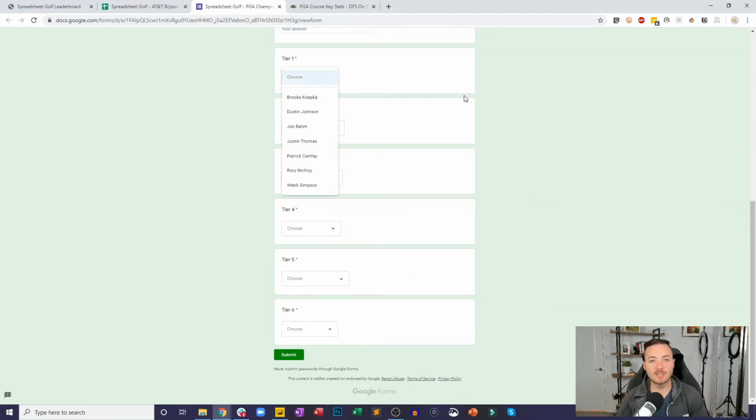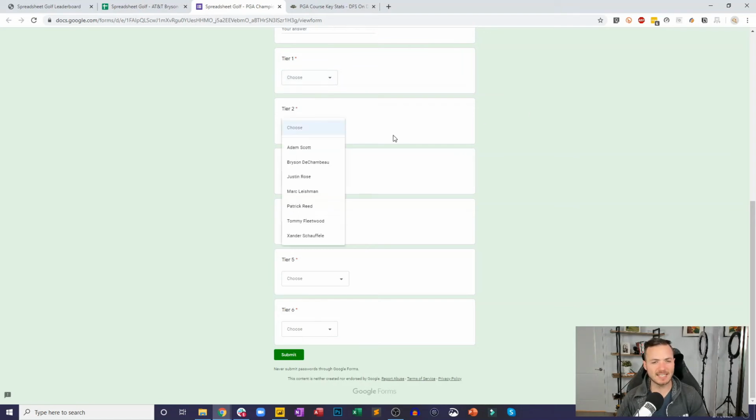So in tier one, these are listed alphabetically. So nothing else to it. Someone asked me if Brooks Koepka is the best play because he's first. Not necessarily. These are alphabetical. So Brooks Koepka, Dustin Johnson, Jon Rahm, Justin Thomas, Patrick Cantlay, Rory McIlroy, and Webb Simpson. That's seven guys in tier one.